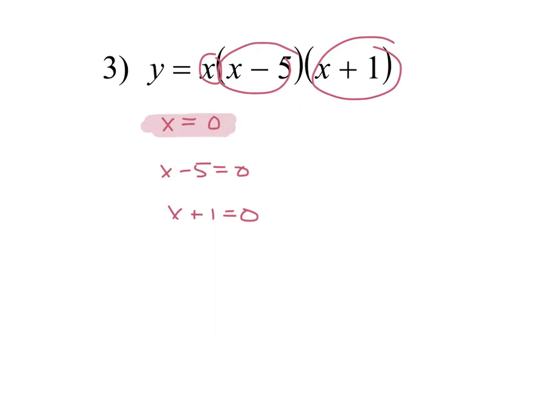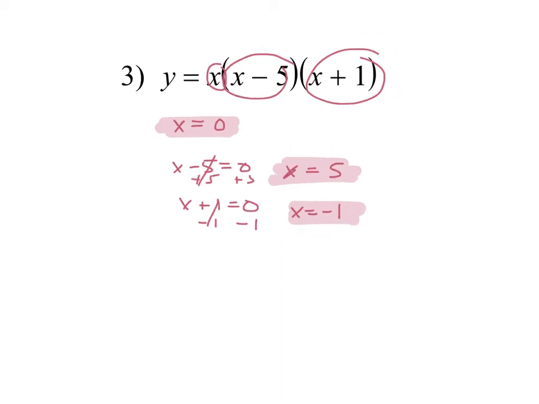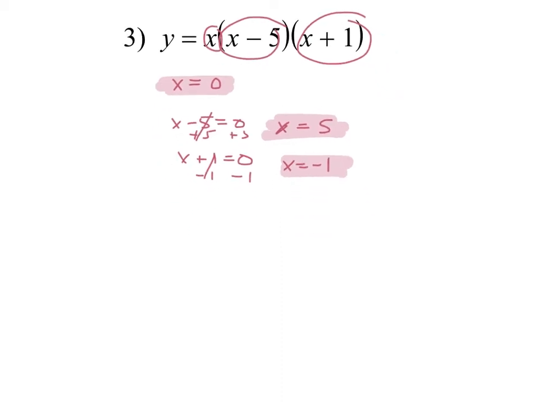What about the next one? What do we need to do? Add 5 to both sides. So what do we get for x? And then what about the last one? Okay, so we got our zeros. Now what do we need to do? Graph.